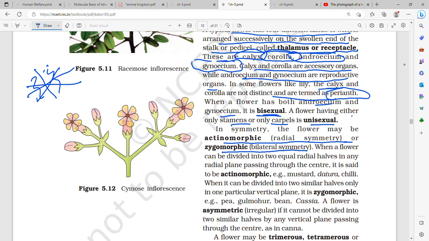When a flower can be divided into 2 equal radial halves in any radial plane passing through the center, it is actinomorphic. Example: mustard, datura, chili. When it can be divided into 2 similar halves only in one particular vertical plane, it is zygomorphic. Example: pea, gulmohar, bean, cassia. A flower is asymmetric or irregular if it cannot be divided into 2 similar halves by any vertical plane passing through the center, as in canna.